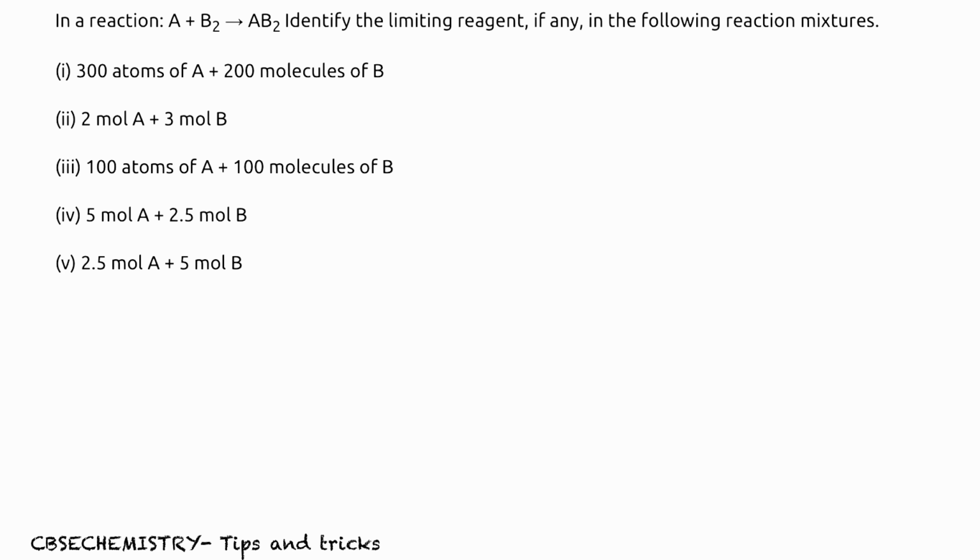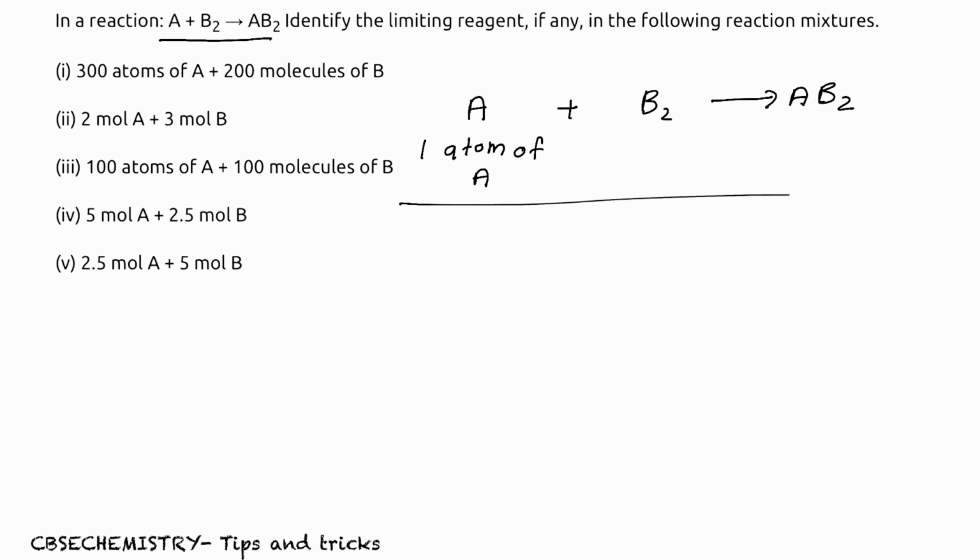Okay, let me rewrite the chemical equation again. A plus B2 gives AB2, correct? What is the stoichiometric meaning of this? One atom of A combined with one molecule of B2 to give one molecule of AB2. Okay, now we can check the first question. Before that, you have to understand that one atom is combining with one molecule. That you keep in mind.